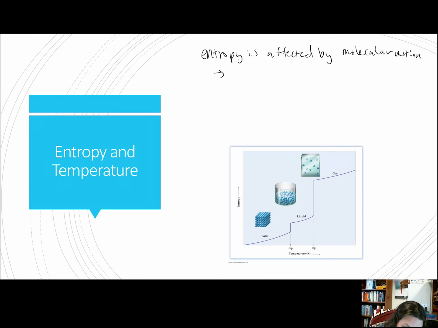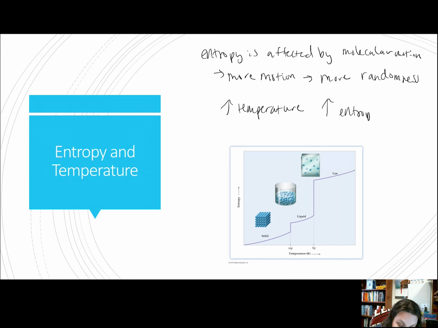So more motion, more randomness. Right, so we're increasing our temperature, our random motion is increasing, which increases our entropy. So, increased temperature generally leads to increased entropy, as long as we're staying within the same state.